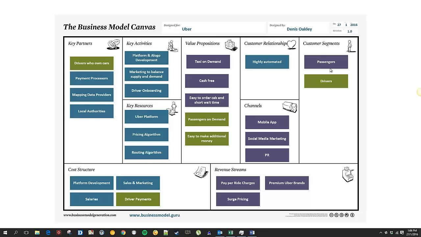And then finally, on the cost structure, the huge costs are in the platform development. These are huge, but they are amortized over so many thousands, hundreds of thousands, millions of rides. I think it's almost a billion rides now in January 2016. So these huge costs mean that a very small charge is put onto each ride, and that means Uber pricing is very cost effective.